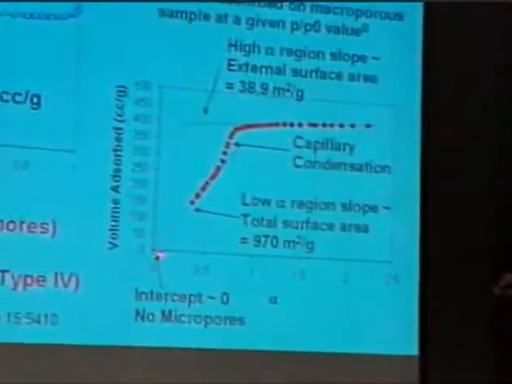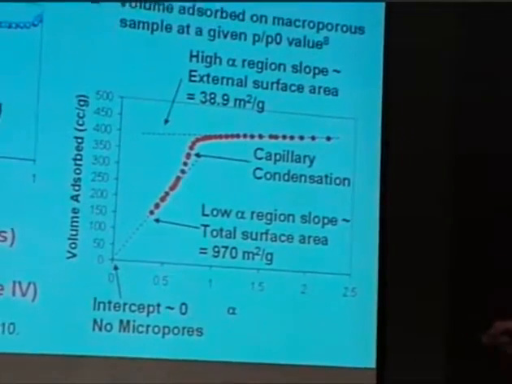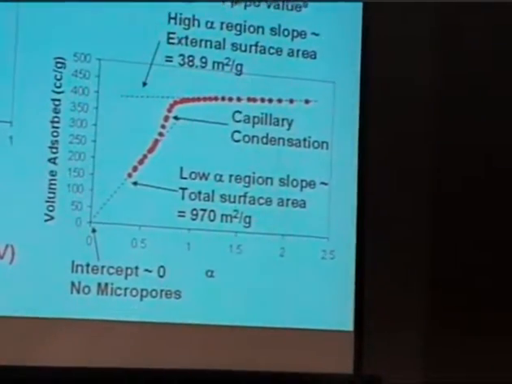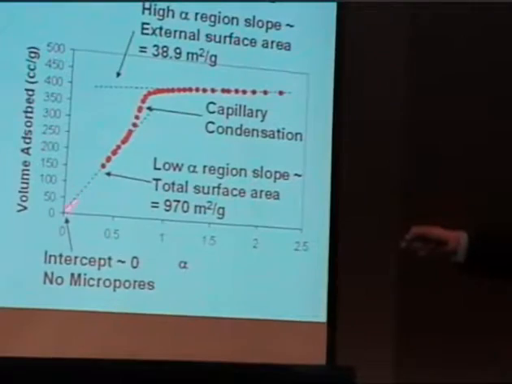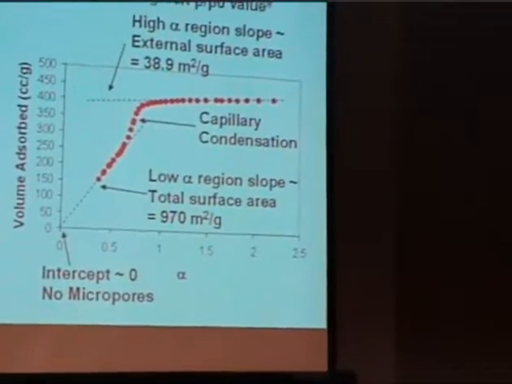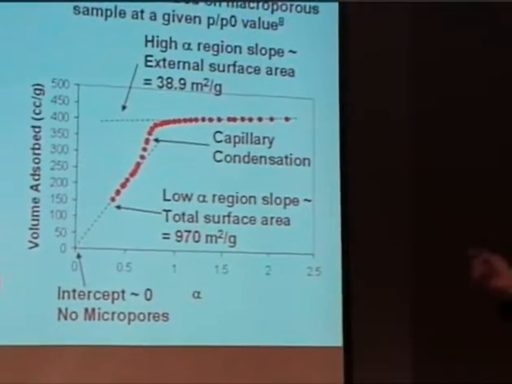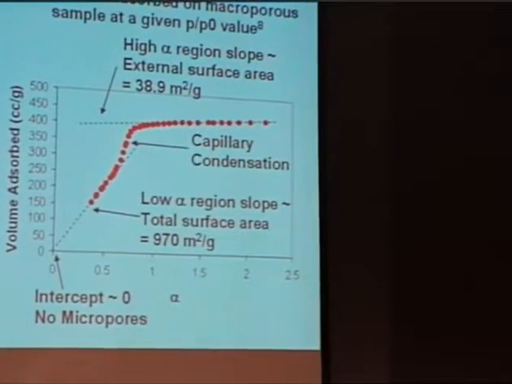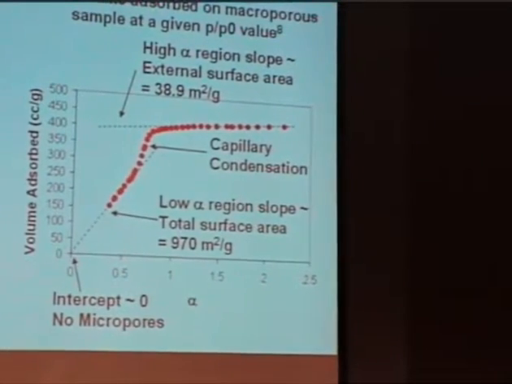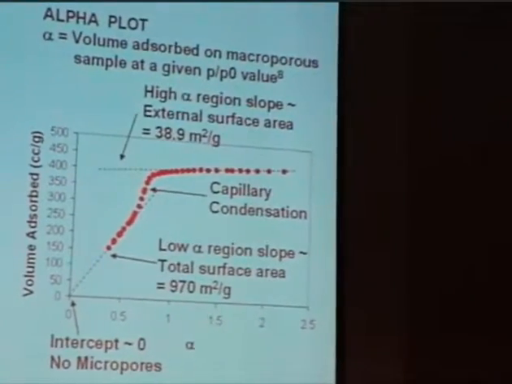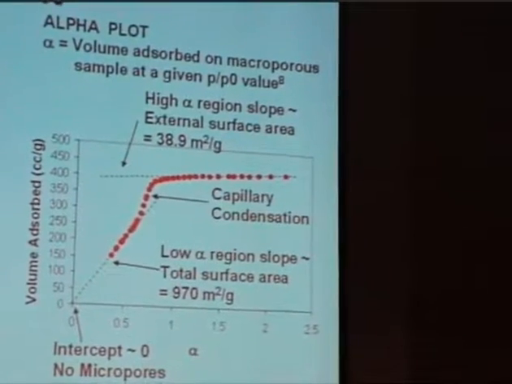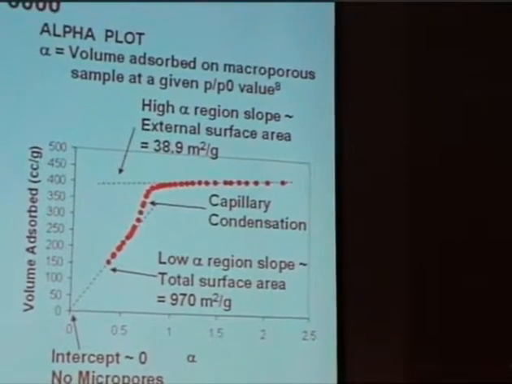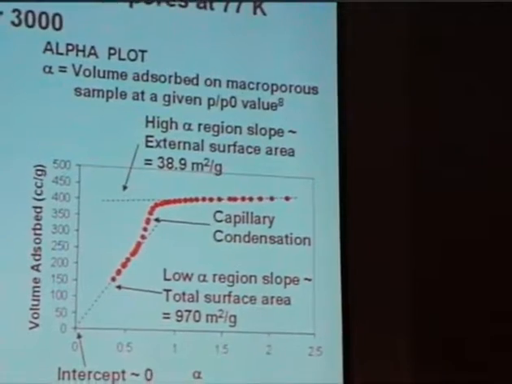And so there are a few regimes that we can identify in this plot. The first one, there should be a linear region at low partial pressures or low alpha values. And if that passes through the origin, that should indicate that there's no microporosity. I won't get into the details of that, but the slope of that initial region has to do with forming the initial layers of adsorbed nitrogen on the surface, and so it's proportional to the total surface area. And from that slope, we can measure the total surface area is around 970 square meters per gram.